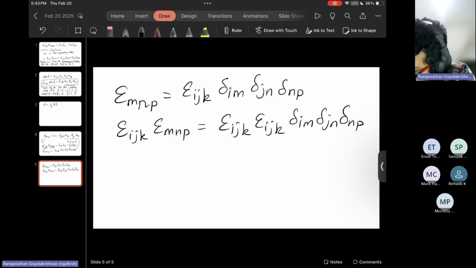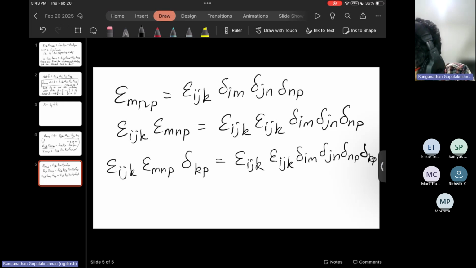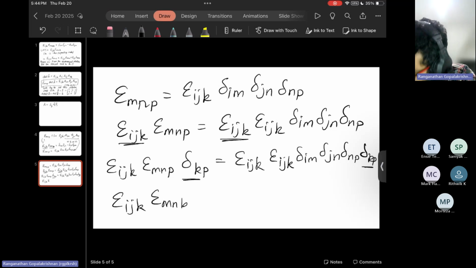Okay, and then I'll multiply both sides by delta kp, equal to epsilon ijk delta im delta jn delta np delta kp. I'm just multiplying both sides by this quantity, and before that I multiplied both sides by this quantity. So my left side is going to be epsilon ijk epsilon mnk.